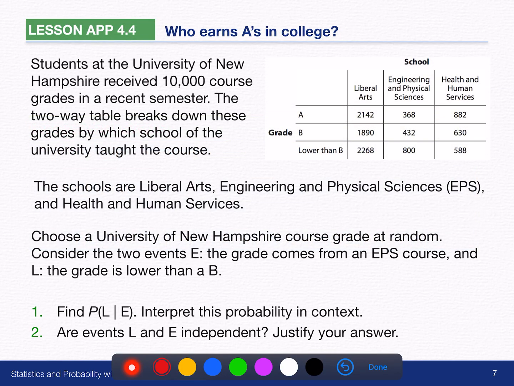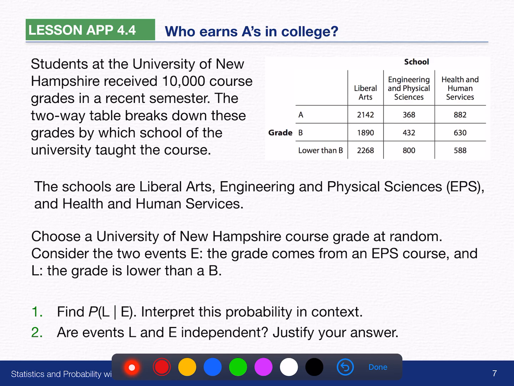Students at the University of New Hampshire received 10,000 course grades in a recent semester. The two-way table breaks down these grades by which school of the university taught the course. So you have 3 schools: liberal arts, engineering and physical science, and health and human services, and your grades are A, B, and lower than B. Select a University of New Hampshire course grade at random.